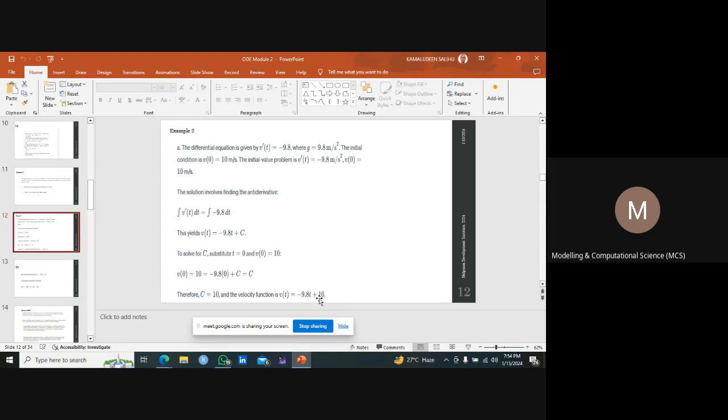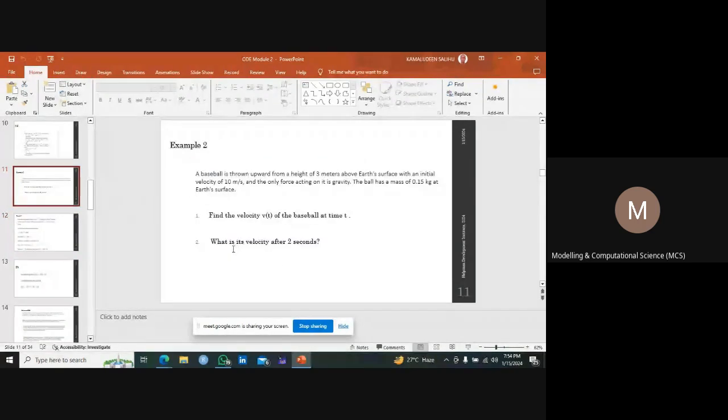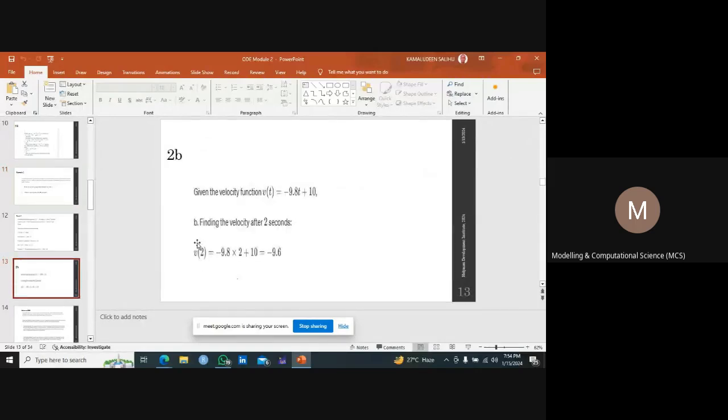So when you substitute it back, you have, what is this? That is, therefore, when c is equal to 10, our velocity will be equal to negative 9.8t plus 10. Then the second question asks us to find what is the velocity after 2 seconds. So substituting this, instead of v of 0 now, we have v of 2, after 2 seconds, so v equals negative 9.8t. So instead of t, now you put multiplied by 2 plus 10. Then it is equal to, when you multiply everything here, you have negative 9.6.